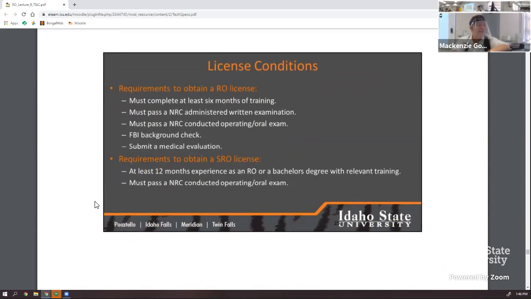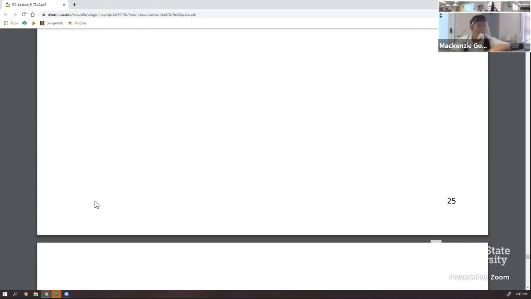To obtain an RO license, you must complete at least 6 months of training. You must pass an NRC administered exam. You must pass the operating and oral exam. You must complete an FBI background check and submit a medical evaluation. For an SRO license, you have to have at least 12 months experience as an RO or a bachelor's degree, and you have to pass the NRC exam, which includes the background check and the medical evaluation.